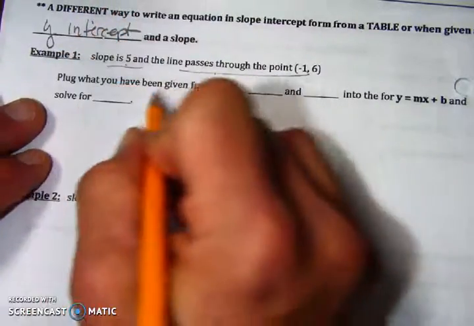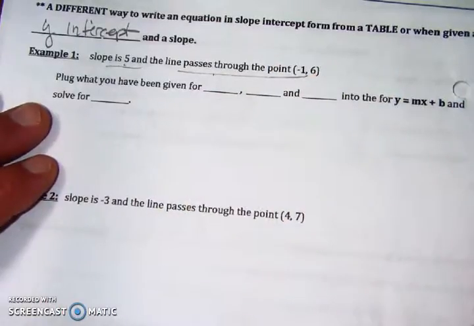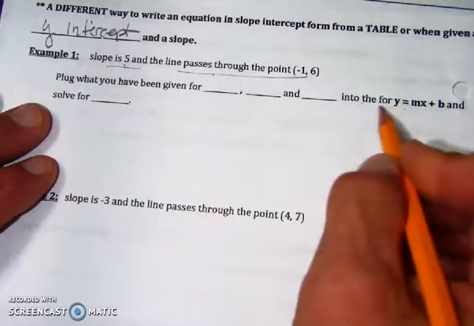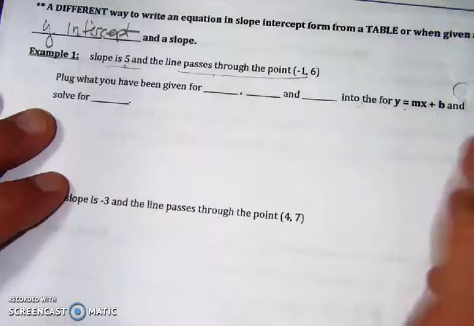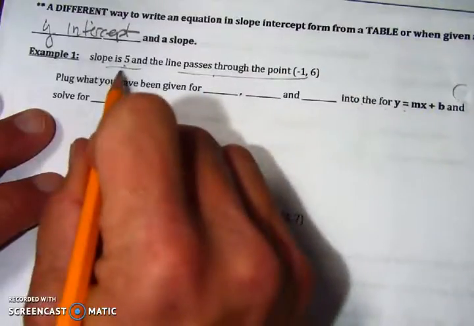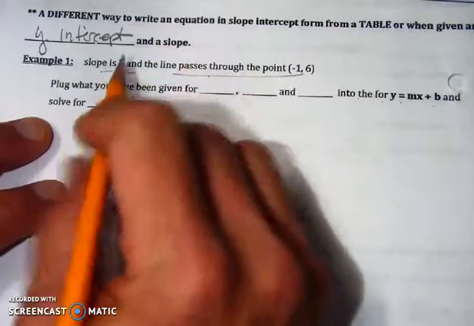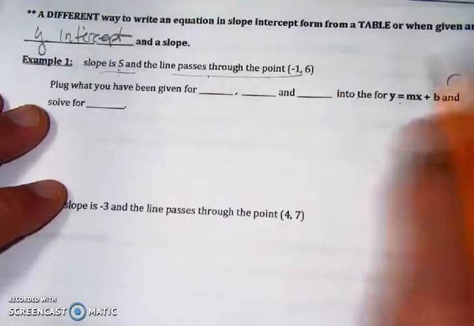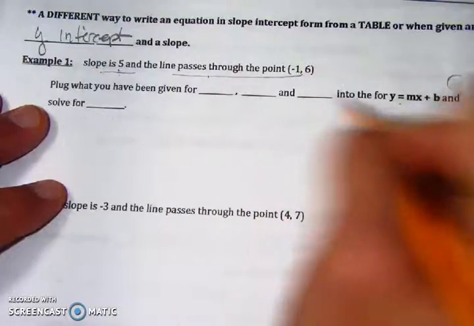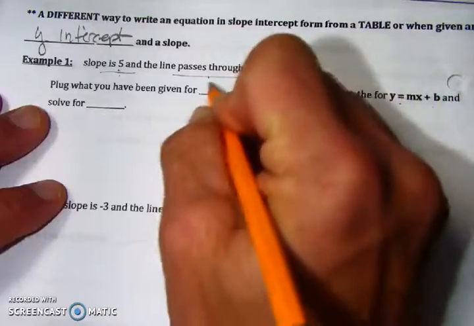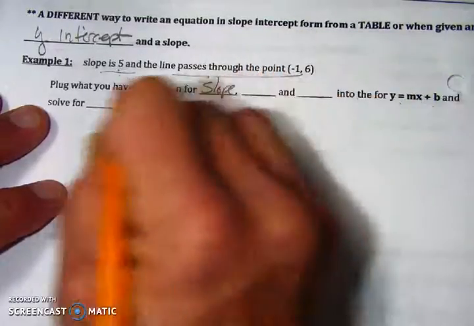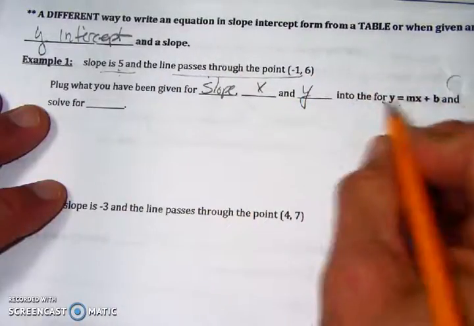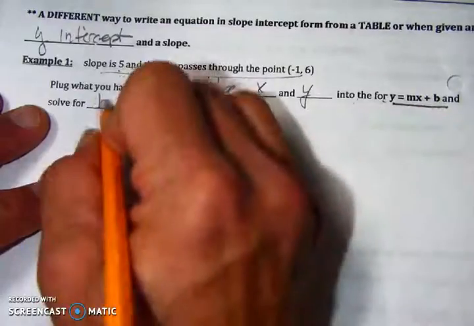All right, so you plug in what you've been given for the slope, x, and y into y equals mx + b, and solve for b. So we don't know what our equation is. All we know is that we have a slope of 5, and the line passes through 1 point. So we're going to plug in what we were given for slope, our x, and our y, and we'll solve for b.